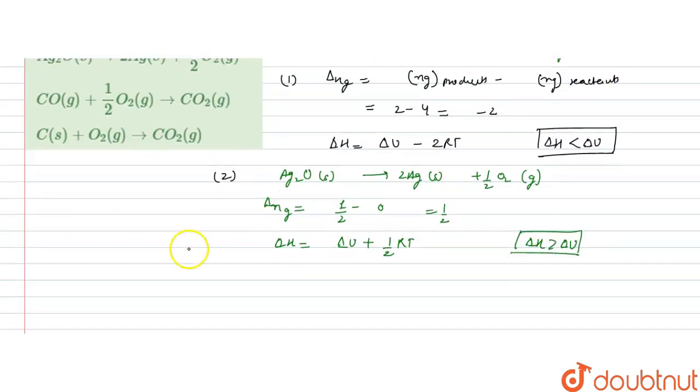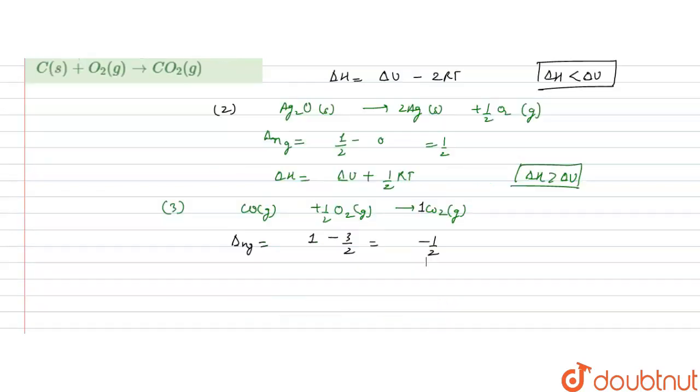Now if we see the third option, that is CO gaseous plus half O2 gaseous giving CO2 gaseous. For this reaction, if we find delta Ng, that is the change in number of gaseous moles, for product this is 1, and for reactant it is 1 plus 1 by 2, that is 3 by 2. So it will be 1 minus 3 by 2, which is minus 1 by 2. It means this is negative, so delta H will be less than delta U, because delta H will be delta U minus half RT. So in this case also delta H will be less than delta U.